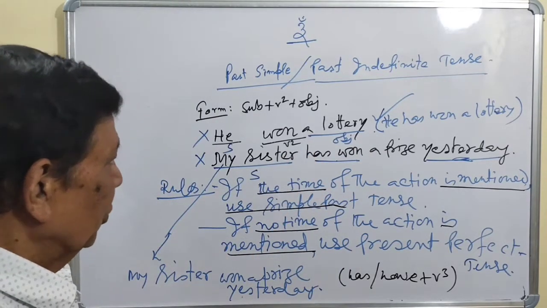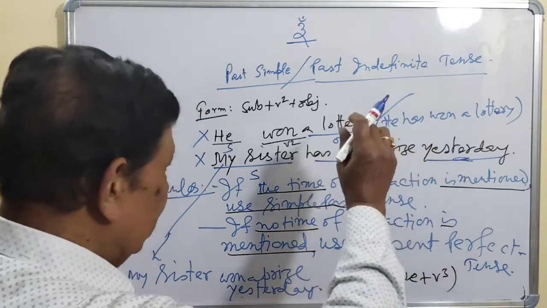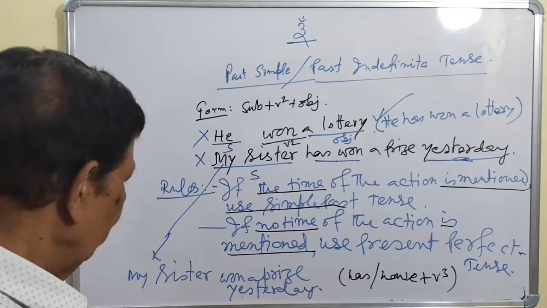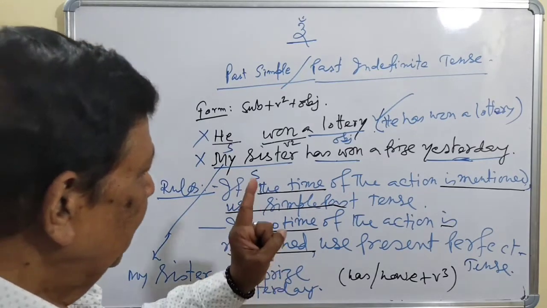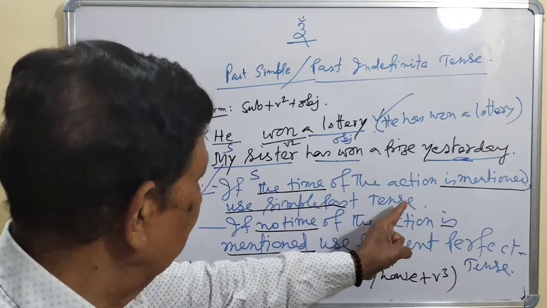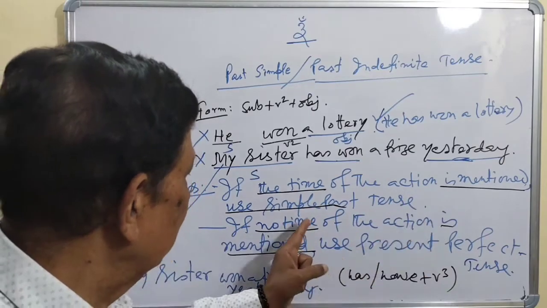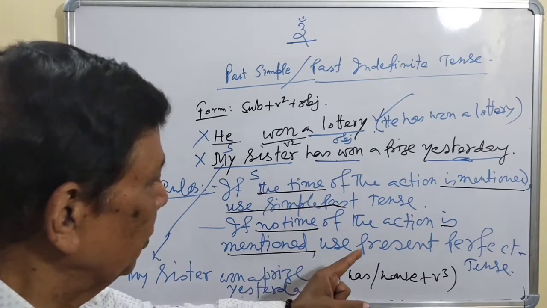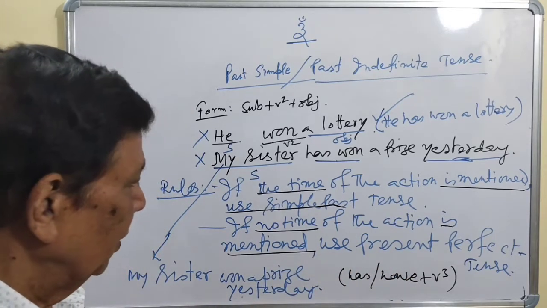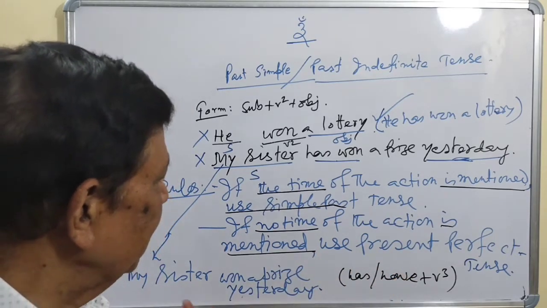So what it should be, if time is mentioned, use simple past. Here, my sister won a prize yesterday. So remember, if the time of the action is mentioned, use simple past tense. If no time of the action is mentioned, use present perfect tense.